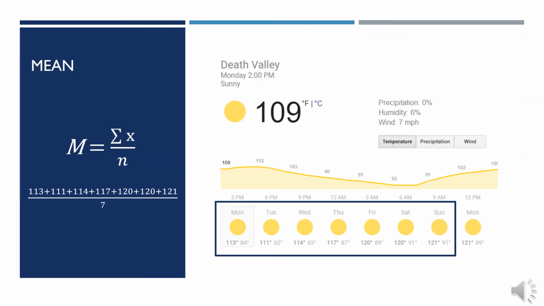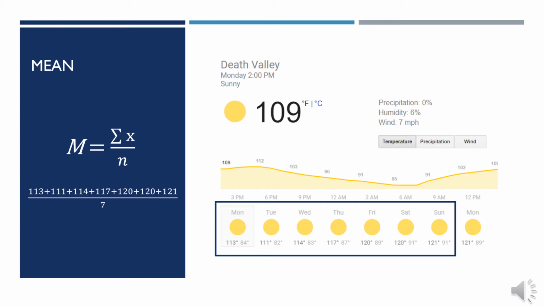I want to take you through a quick example of how to calculate the mean of a sample. The sample formula is the sum of all x values divided by n, or the total number of scores. For our example, we're going to be calculating the 7-day average temperature this week in Death Valley in the United States. Looking at our data, you can see the predicted high for Monday is 113 degrees Fahrenheit. Tuesday is 111, Wednesday is 114, Thursday is 117, Friday is 120, Saturday is 120, and Sunday is 121.